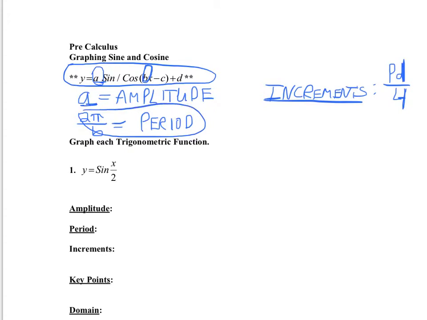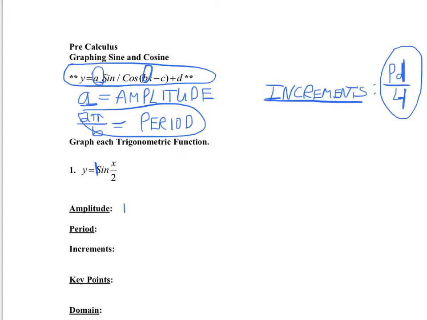And what's also real important, you're going to get 5 key points when you graph these. And when you graph these, you always do whatever the period is divided by 4, because there's 4 x and y intercepts in the unit circle. Okay, so let's apply this to the sine one right here. Now the first thing we see, there's no number written next to the sine, so it's assumed to be like 1 times the sine of x over 2, so the amplitude's 1.